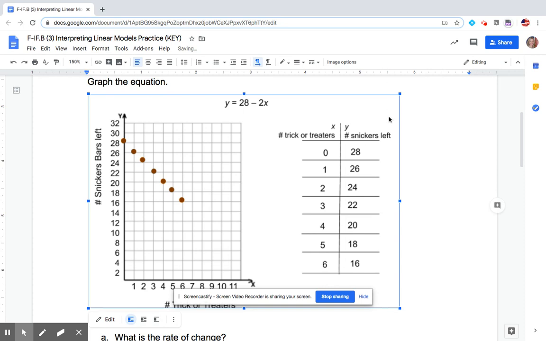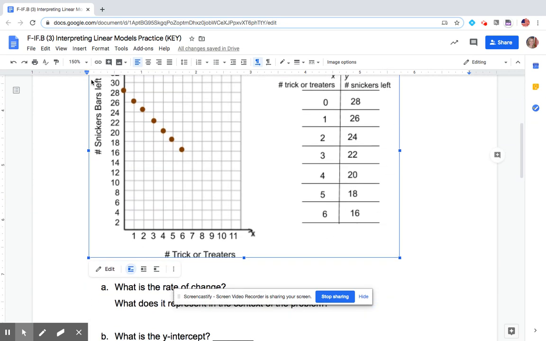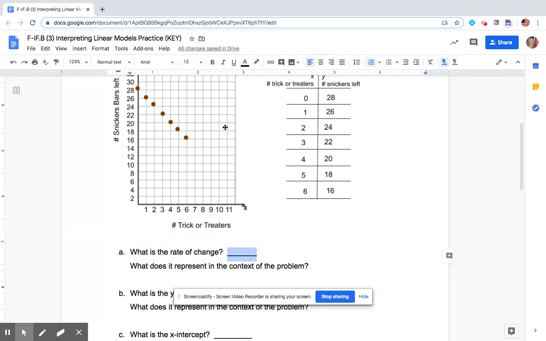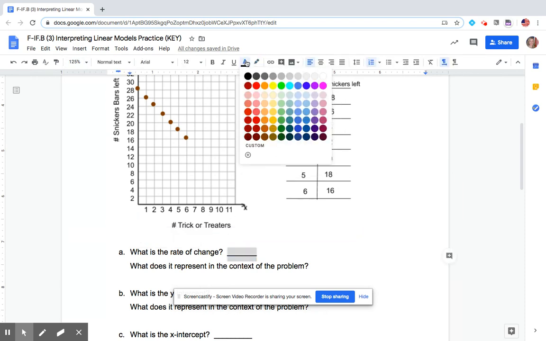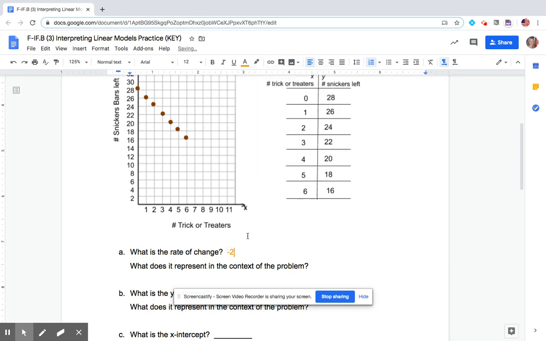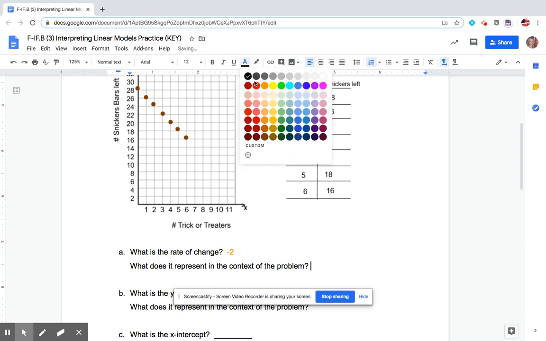Now let's use that information and answer these questions. Question number 1, what is the rate of change? Well, we already talked about the fact that the rate of change is -2. And what does -2 represent in the context of this problem?